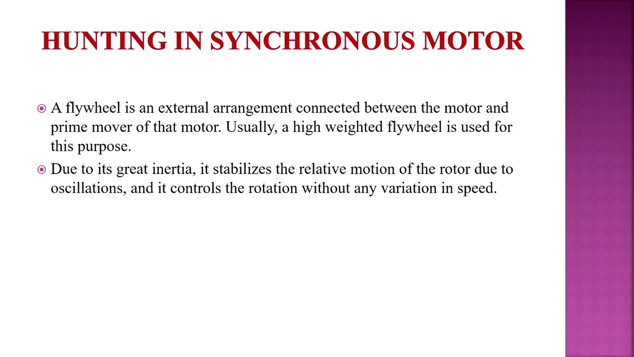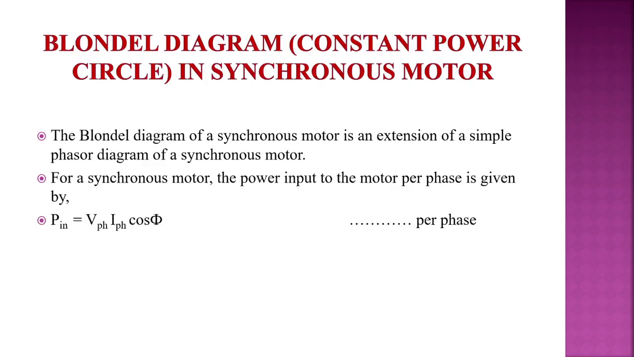Due to its great inertia, it stabilizes the relative motion of the rotor due to oscillations, and it controls the rotation without any variation in speed. So hunting can be prevented with the help of this flywheel, which is connected between the motor and the prime mover of the motor. Due to its great inertia, it will stabilize the relative motion of the rotor due to oscillations, and control the rotation without any variation in speed.